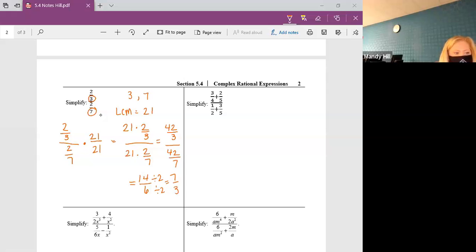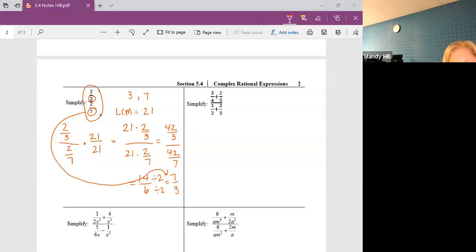Okay, so this whole thing is really just 7 over 3. We reduced it down. So that was kind of an easier first step. Look at your denominators, find the least common multiple of them. Then you want to multiply your fraction by that least common multiple over itself. Then you're going to reduce the fraction.